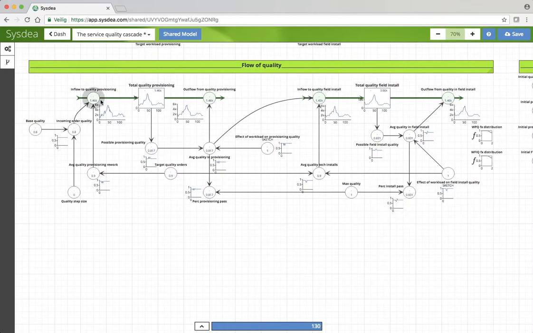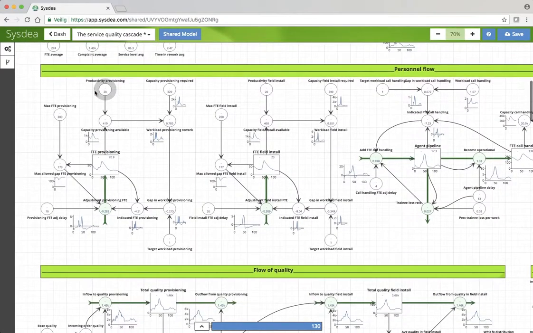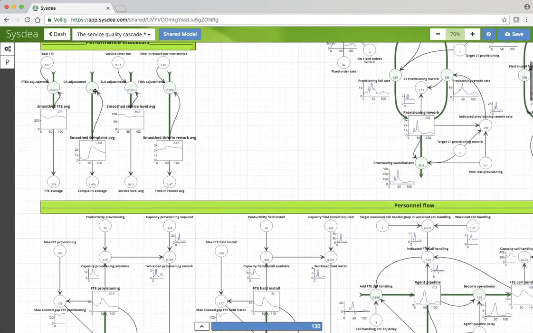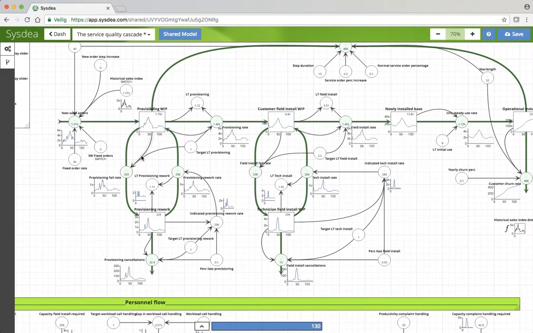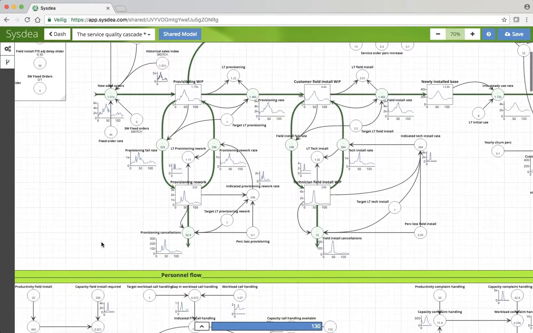That's then the inflow also to provisioning. That's at least one of the inflows of provisioning. There's another one too. Please let me remind you. Provisioning here has two inflows. There's the inflow from new sales orders, and there's the inflow from provisioning rework. Those are the two inflows. It also has two outflows: the normal provisioning rate and of course the provisioning failure rate.